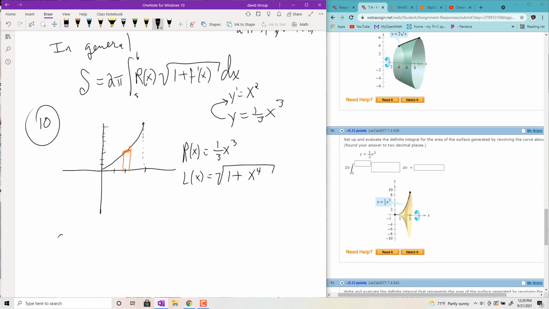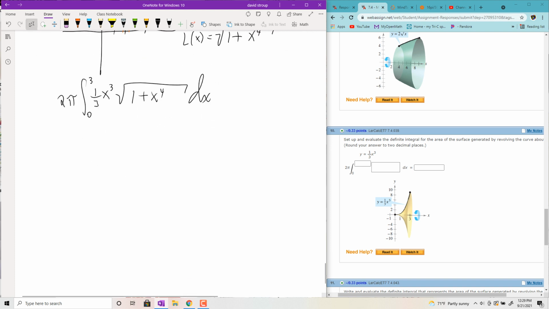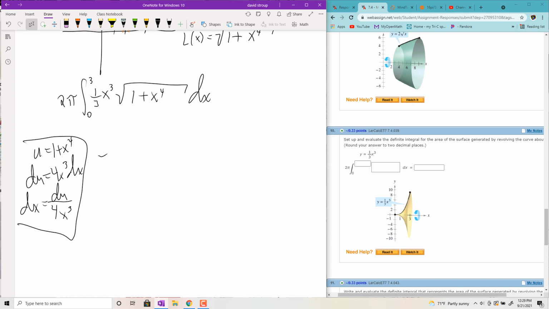Okay? So your integral for the surface area would be 2 pi integral from 0 to 3 of 1/3 x cubed times the square root of 1 plus x to the 4th dx. You can just do a u-sub on that. So u is 1 plus x to the 4th, du is 4x cubed dx, so dx is du all over 4x cubed. And then we have 2 pi integral 1/3 x cubed times u to the 1/2, times dx, which is now du all over 4x cubed.